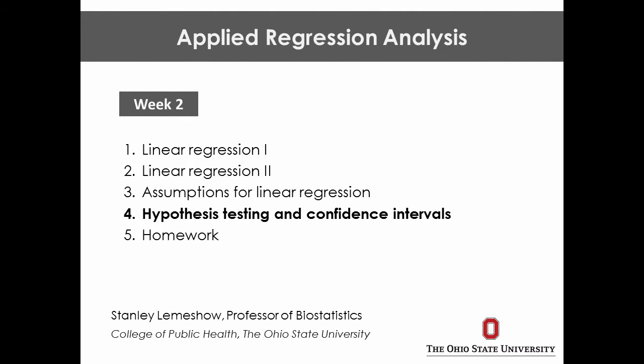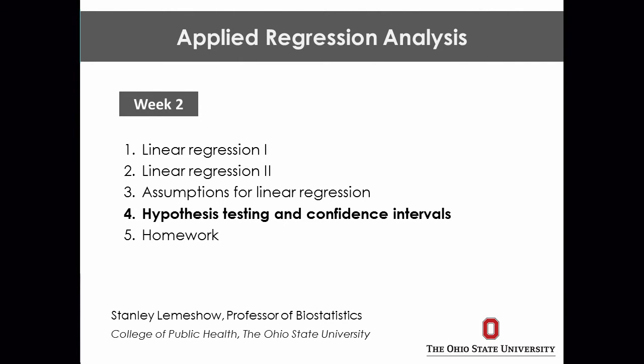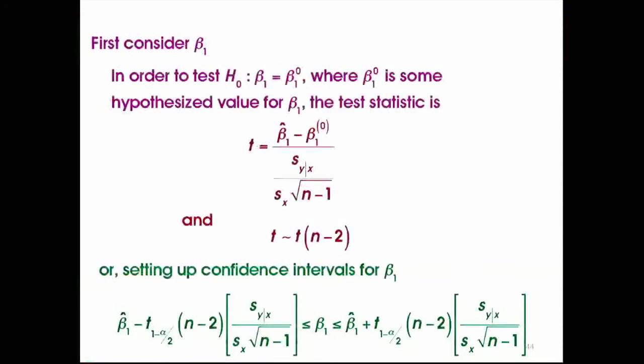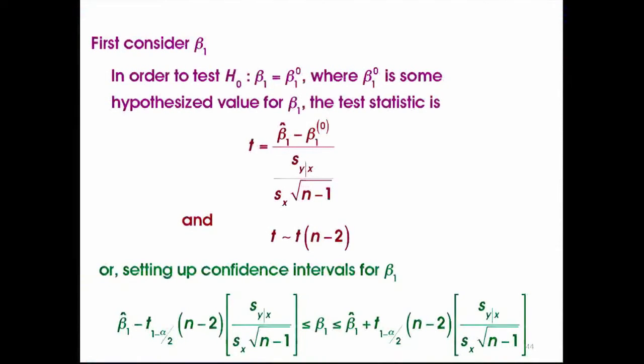Okay, so now welcome back, and we're now going to talk about, again, hypothesis testing and confidence interval construction. So let's first consider the slope. In order to test the hypothesis that the slope is equal to some value, we can hypothesize the slope is equal to anything. Usually people hypothesize that the slope is equal to 0.